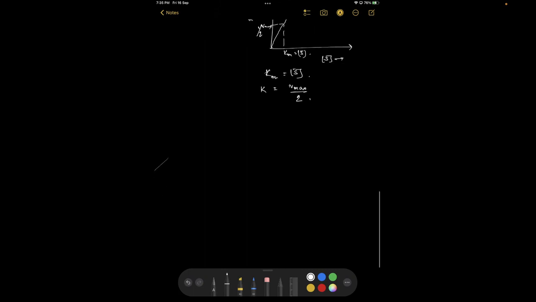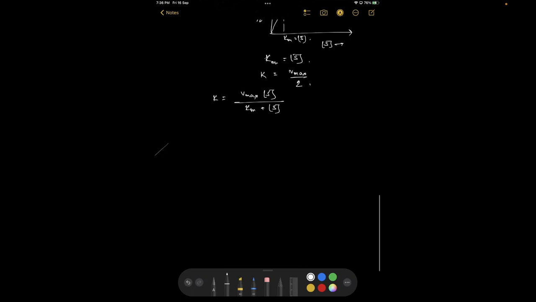Now this is the plot corresponding to Michaelis-Menten kinetics, and there is also a Lineweaver-Burk plot here. That means the overall rate equals Vmax times S divided by Km plus S. This is called the double reciprocal plot. If you just invert this, 1 upon k equals Km plus S divided by Vmax times S. So 1 upon k equals Km divided by Vmax times S, plus 1 upon Vmax, right?